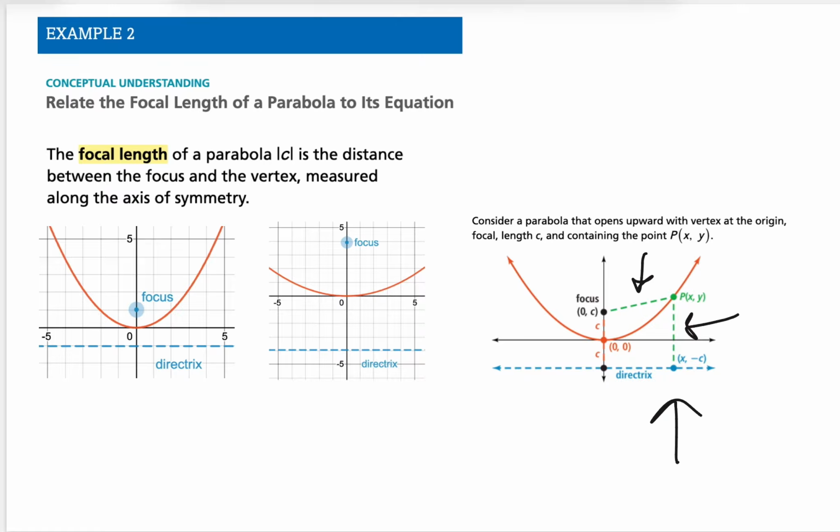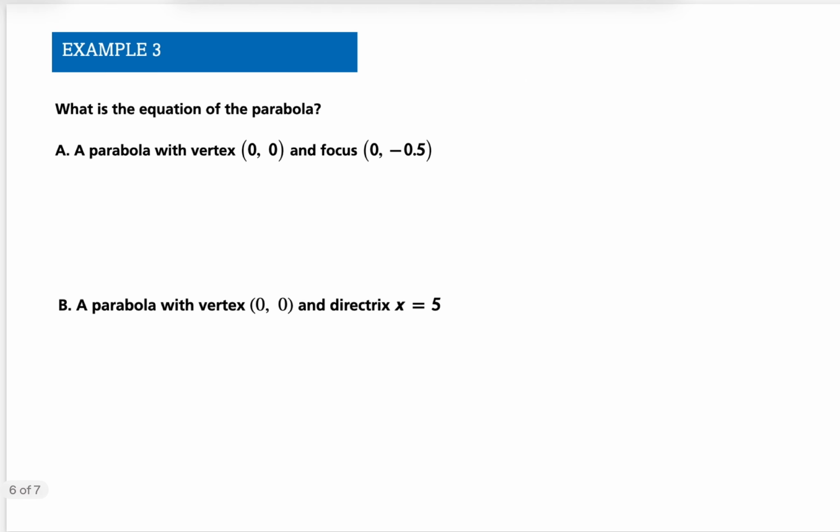So you can see these 2 illustrations show if your focus is closer to your vertex, that's going to make a narrower parabola. And if your focus is further away, that's going to cause your parabola to be a little bit wider.